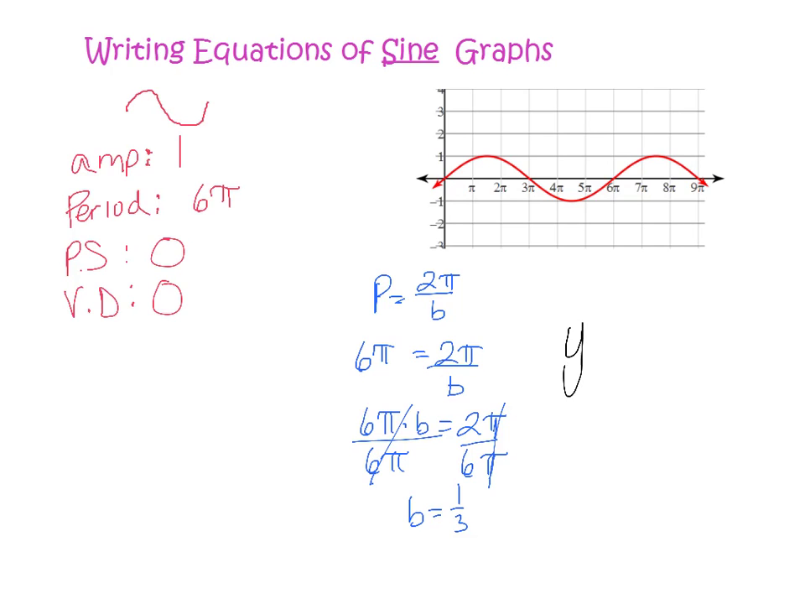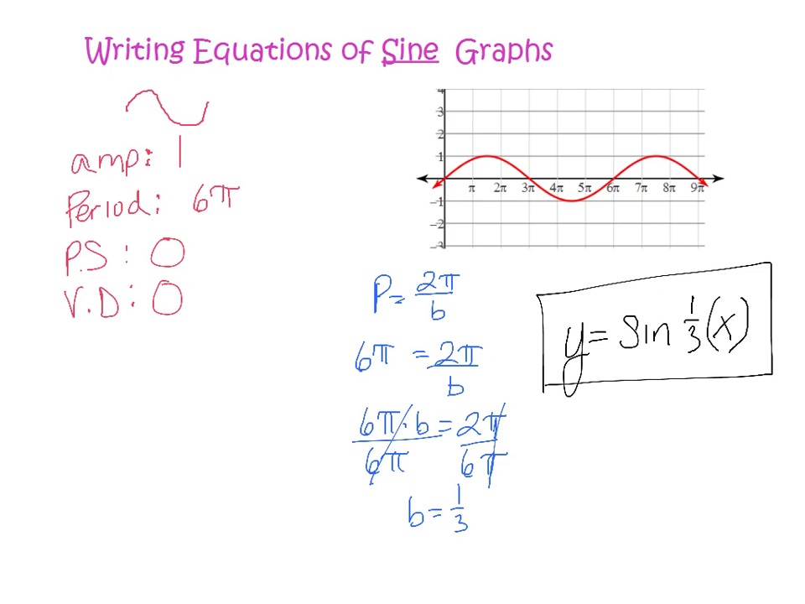The equation would be y equals, my amplitude was 1, so I'm not going to bother putting a coefficient on this. It's a sine equation. And then I like to have my B value factored out, so I'll put a 1/3. And then in parentheses, I would put my x, and then any sort of phase shift I would have. Well, I don't have phase shift, so I'm just going to close the parentheses up. And then I'd put the vertical displacement, but I don't have any vertical displacement. I'm done. That's all I've got.